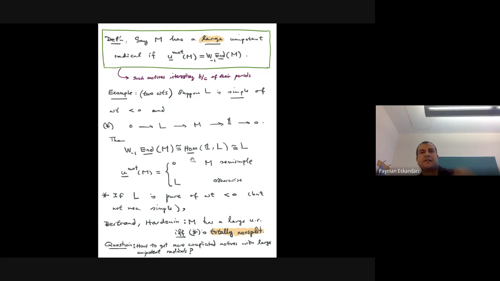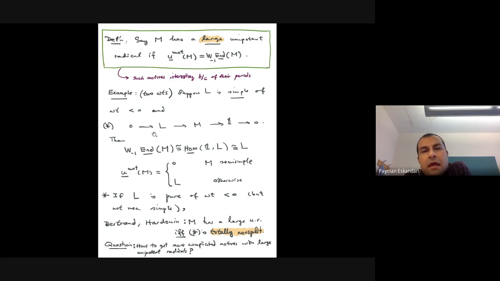In some cases, it's very easy to characterize when a motive has a large unipotent radical. The easiest case is when your motive is an extension of the unit object by some pure object. If the weight is positive, because of weight considerations, the extension has to split. It's not interesting. So that's why there's this negative condition here. So suppose your M is an extension of the unit object by some pure L of negative weight, and suppose this L is actually simple.